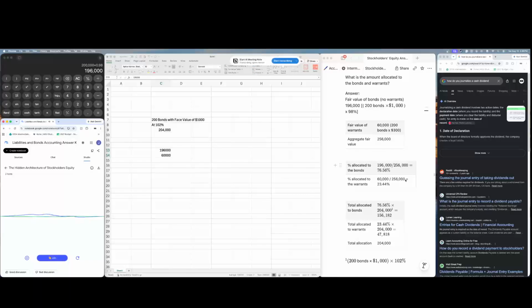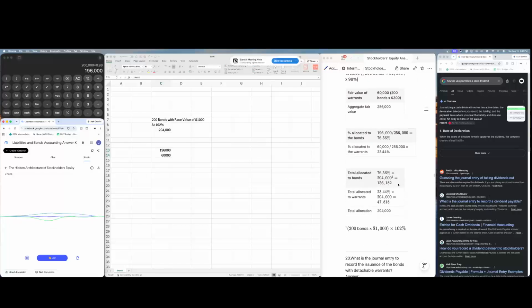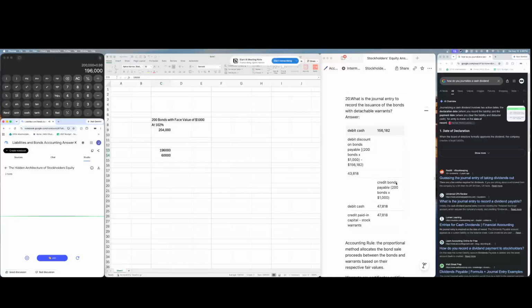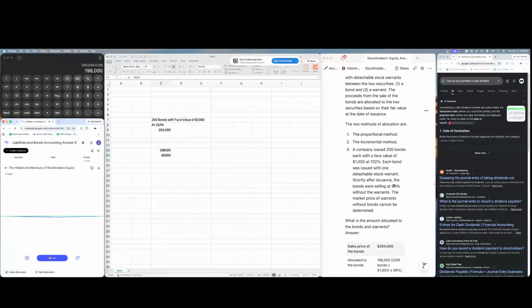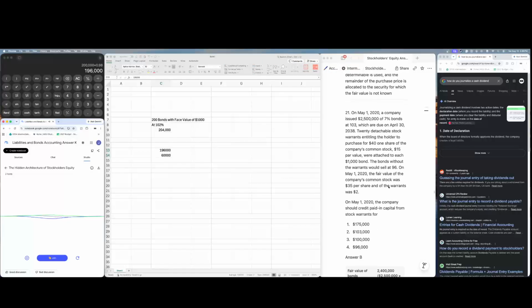Yes, you have absolutely nailed it. That is exactly what is happening here. Spot on. We are taking that $204,000 of actual cash, and we are carving that one big pile of money into two distinct counting buckets. We use those proportions we calculated earlier to divide that specific 204,000. Since the warrants were about 23% of the fair value, they get 23% of the cash.